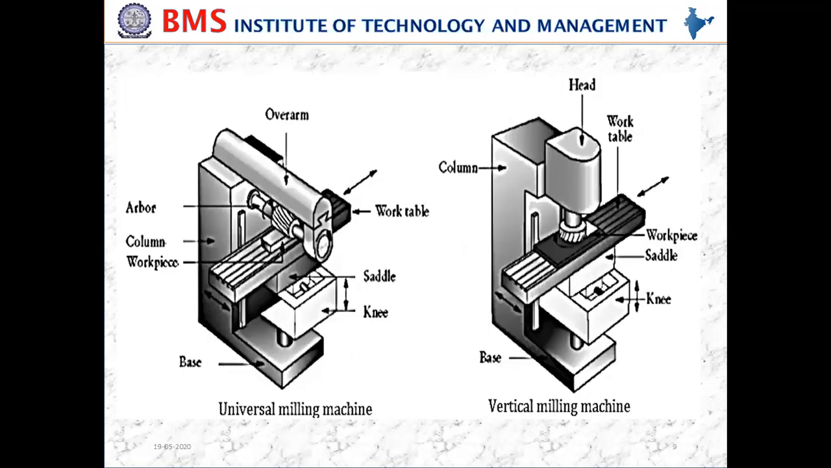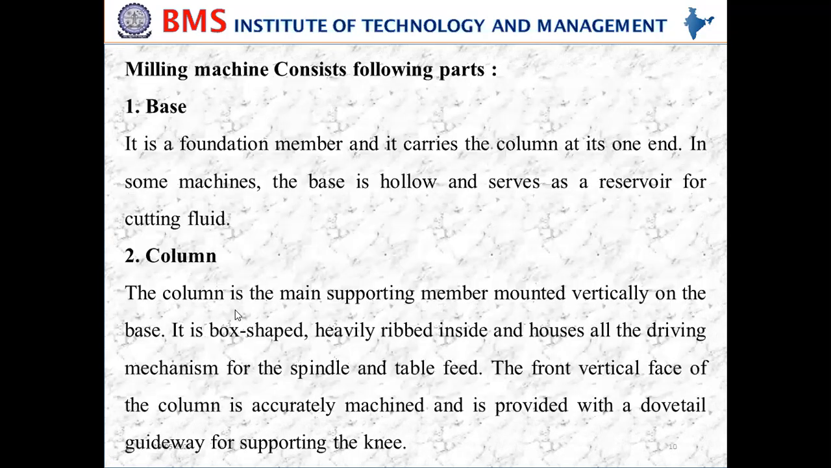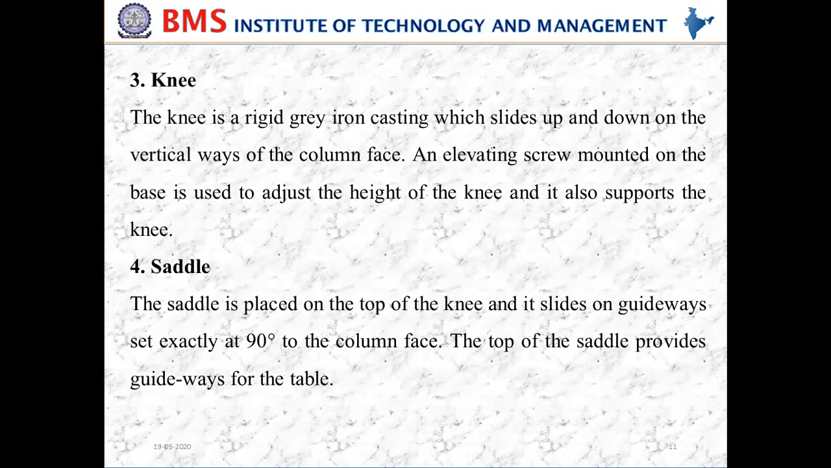The fourth one is the saddle. If you look at this, this is called the saddle. The saddle lies on the knee to support the work table. Over the saddle, the work table is placed. So what is a saddle? It is placed on top of the knee, slides on the guideways, and is set exactly 90 degrees to the column face. The top of the saddle provides the guideways for the work table.